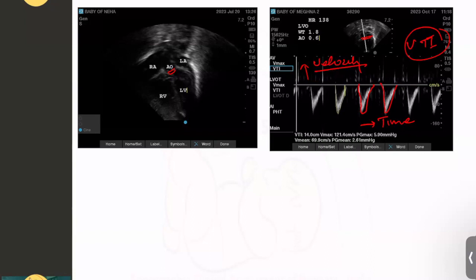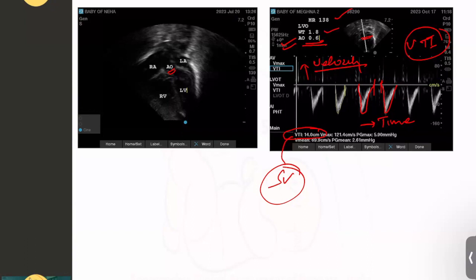So this VTI is actually the stroke volume. In one ejection, like this is when the LV is pumping, systole, this is again systole, this is again systole, and this area is the diastole. So in one pump, how much blood is being ejected? This VTI, it will calculate, is 14 centimeter. We calculated the aortic root diameter, 0.6, in the parasternal long axis view, which was shown in the last slide. We need two other parameters: heart rate, 138 per minute from the pulse oximeter, and the weight of the baby.